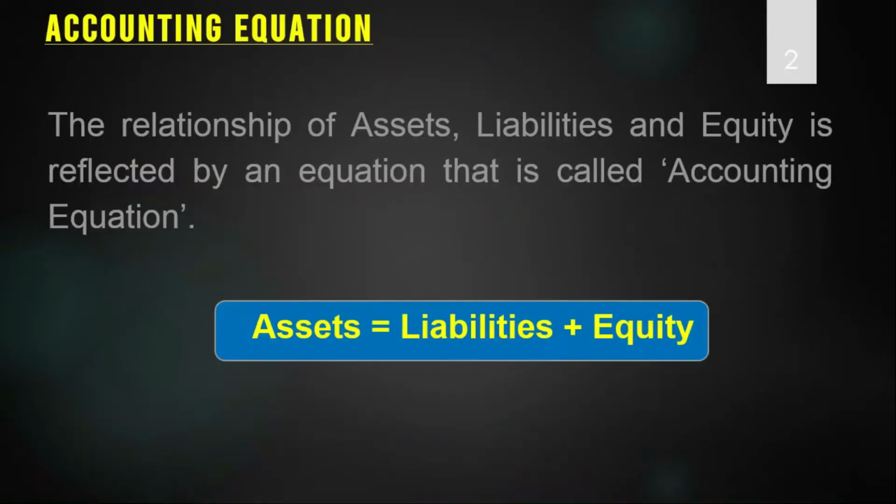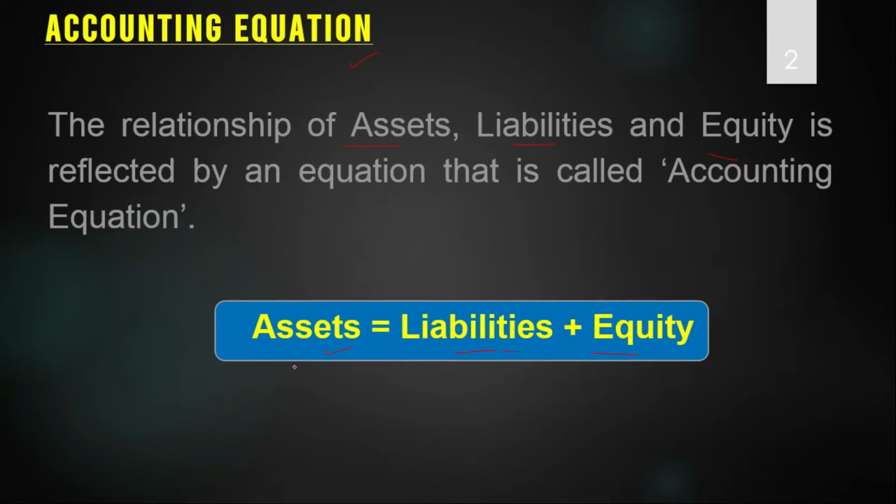So let us begin. First of all, we shall define the accounting equation. The accounting equation shows the relationship of assets, liabilities and equity. You can see here this is the main or basic accounting equation, which is assets is equal to liabilities plus equity. It means if you add the liabilities and equity, you will find the sum equal to the sum of all the assets. This is the basic accounting equation.